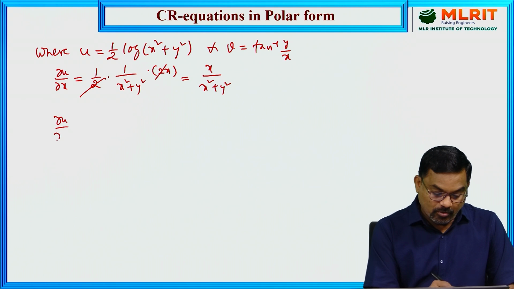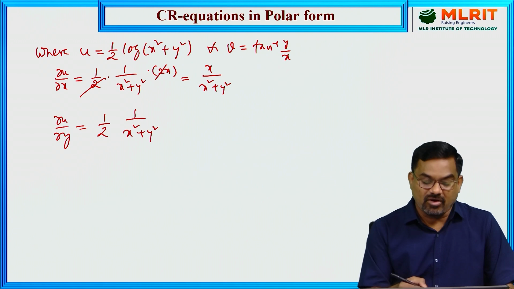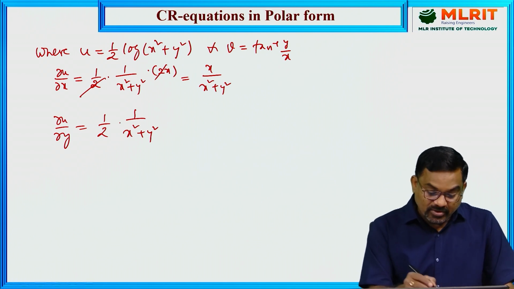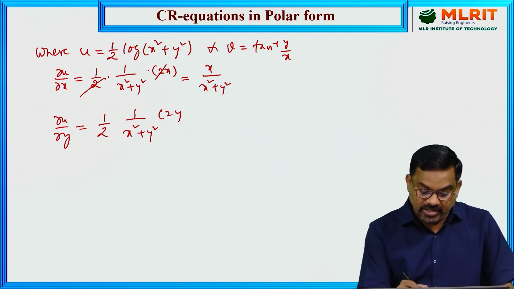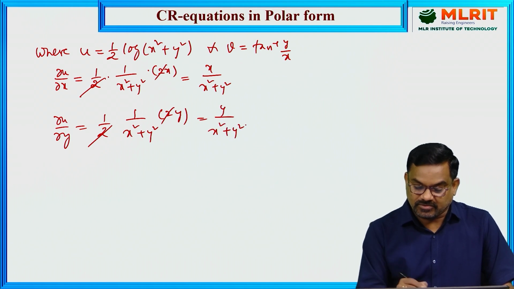Now ∂u/∂y, with respect to y. So again the same, half into 1 by x square plus y square, the derivative of the logarithmic function. Now the inner function with respect to y, we get 2y. So which is y by x square plus y square.